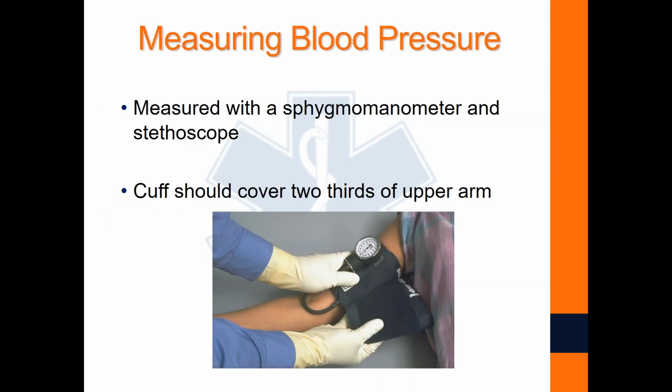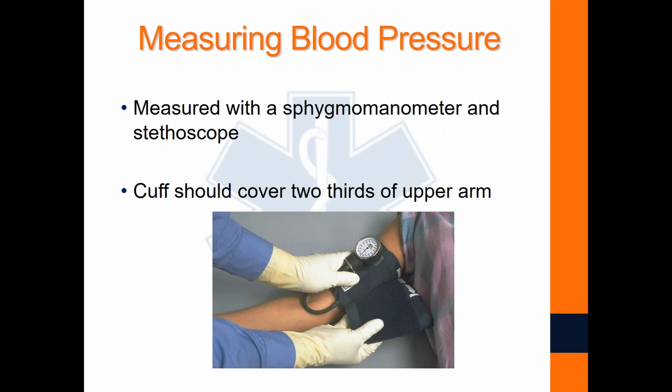Well, we've gone over this and we'll go over it some more, and I can assure you that we're going to take plenty of blood pressures. But the cuff, we want it to cover the upper 2/3 of the upper arm. So it's going to go between the elbow and the armpit. We're measuring it with a sphygmomanometer and a stethoscope. That is blood pressure by auscultation.